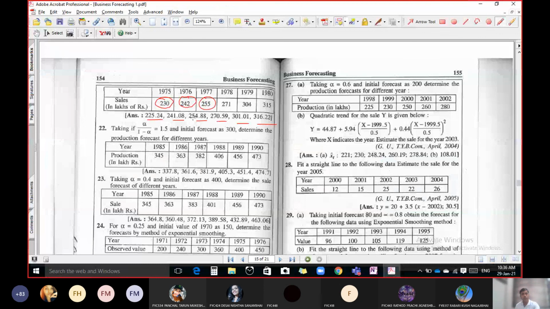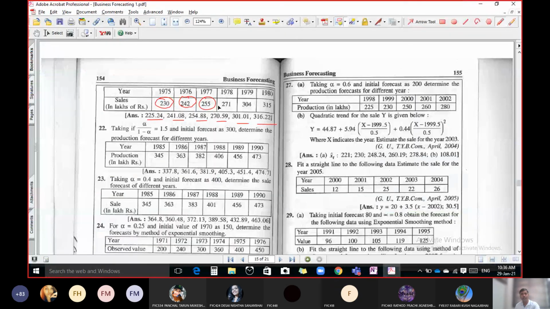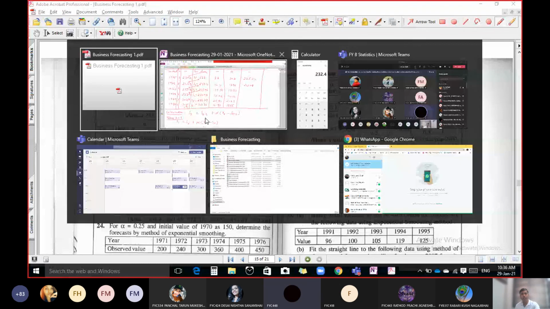Now see 254.88. How to get that value? Tell me. Multiply 13.32 by 0.67 and add 245.96 to it. You will get 254.88.